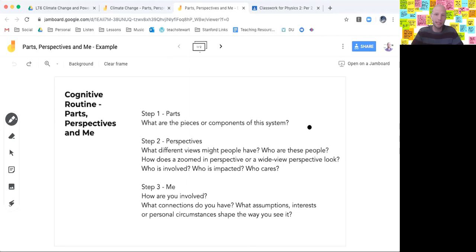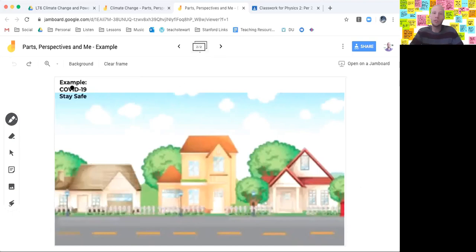When you open the Jamboard, it's going to look like this. First, there's a frame which has the name of the routine and what the three steps are: parts, perspectives, and me. You'll then go to step 1. What are the pieces or components of this system? Again, you're going to be talking about the physics of climate change and the solutions that might be involved, thinking about what parts are involved in that. But in this example, I'm going to be talking about COVID-19 and the whole Stay Safe.